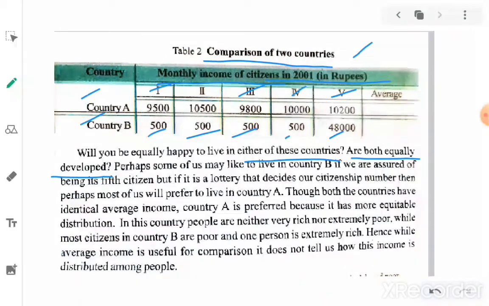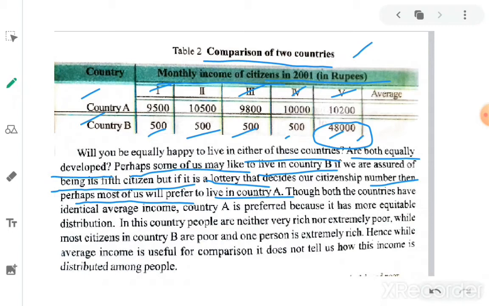Here one question arises. Perhaps some of us may like to live in country B if we assume we would be its fifth citizen, but if it is a lottery that decides our citizenship number, then perhaps most of us will prefer to live in country A. So generally, by observing this 50% income, we think that country B is better, but internally it is not the preferred country to live in. Why? Because one person got 48,000 like a lottery, so the remaining persons got very little income. So perhaps most of us will prefer to live in country A.